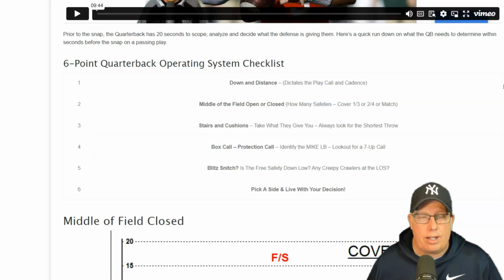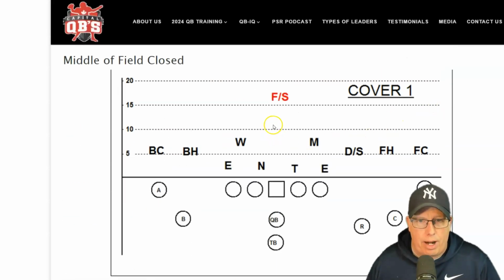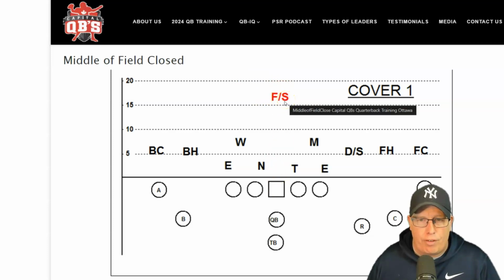The second one in our checklist is whether the middle of the field is open or closed. You can see here, I have a diagram for you guys, and this is the middle of the field closed, so it tells you there's only one on the roof. That means the free safety is in the middle of the field, and it tells you right there that the middle of the field is closed.